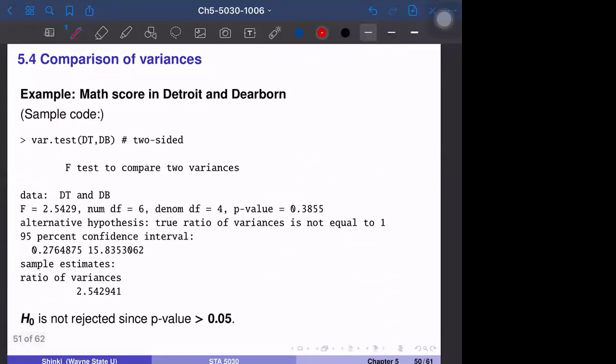And here is the R code example for the test for variances. We can use a new function, var.test. So if we have one sample, the Detroit test score and the Dearborn test score, then we can just put the 2 vectors here, and we can do the variance test. And if we type this, then the output is this.